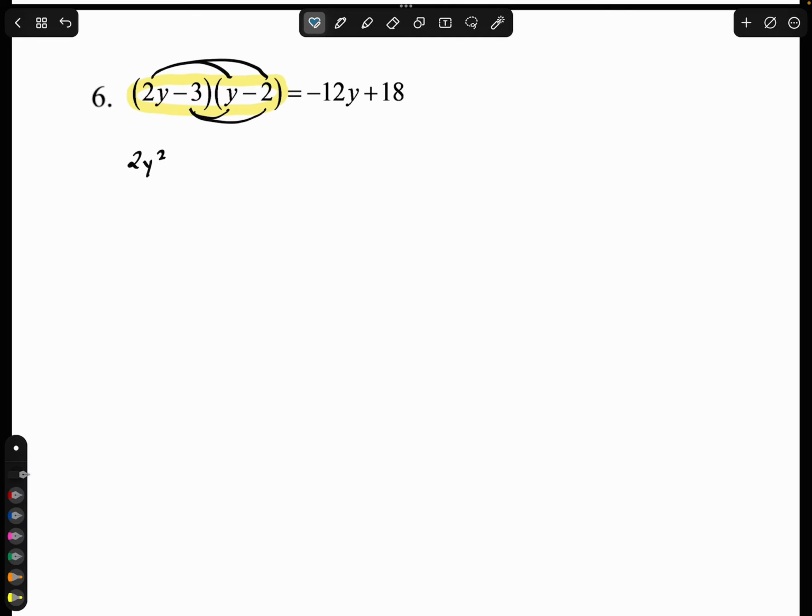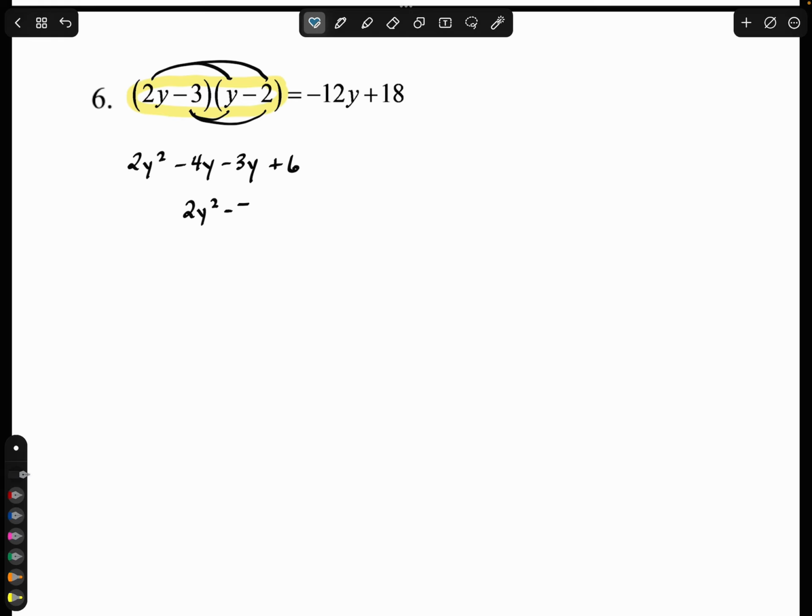All right, so I'd have 2y times y would be 2y squared. 2y times negative 2 is negative 4y. Negative 3 times y. And then negative 3 times negative 2 would be plus 6. We combine those together. We're looking at 2y squared minus 7y plus 6 is equal to negative 12y plus 18.